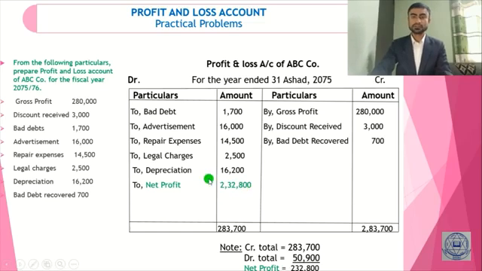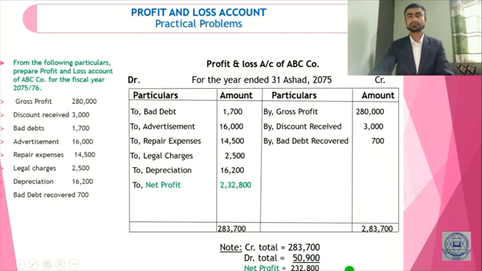Okay, if the debit total is higher than the credit total, then we should balance the credit side by writing the net loss. And we should write the total of both sides, 2,83,700, 2,83,700. Okay, so this is the format and the solution of this question.